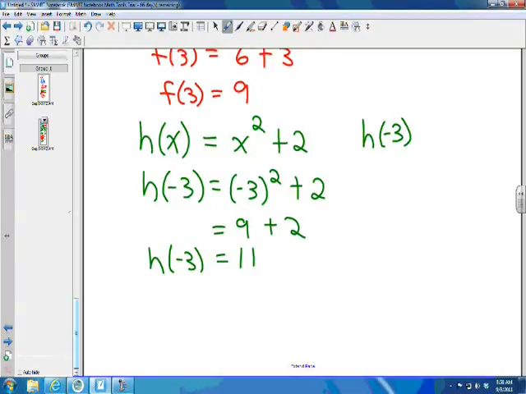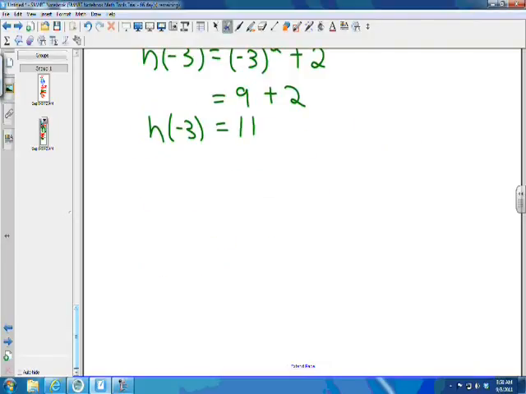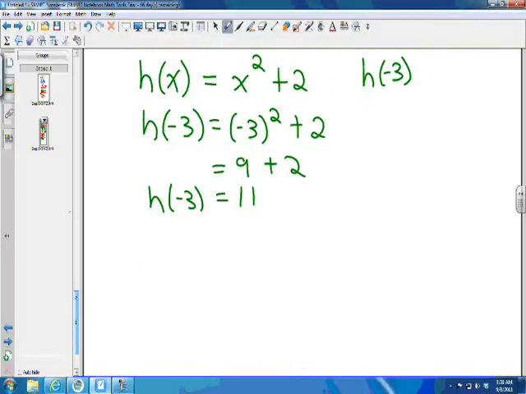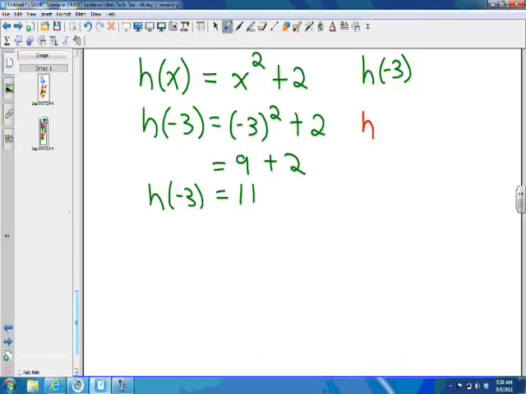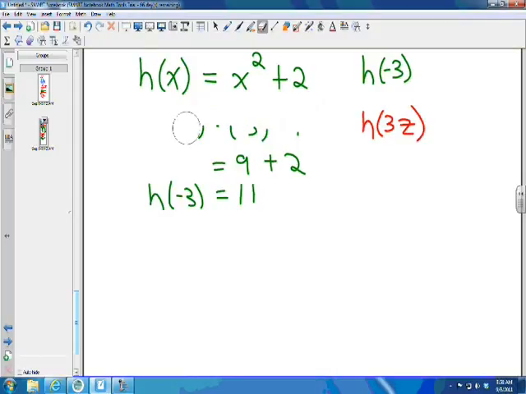And then the other one, they wanted us to find h of 3z. Now, don't let that confuse you. What did you do when it was h of negative 3? What did you do with the negative 3? Plugged it in. So what do you think you're going to do with h of 3z? Plug it in. I'm going to erase that so I don't have to scroll down and not see the problem.